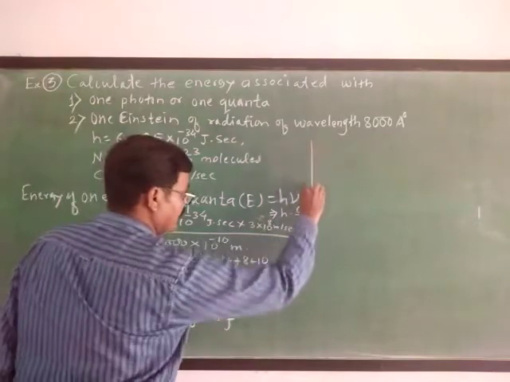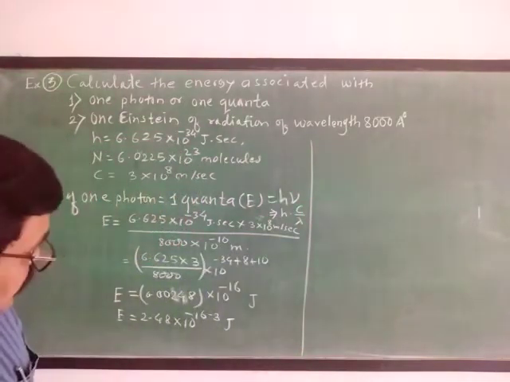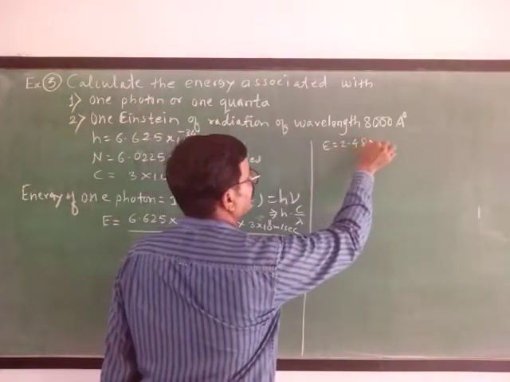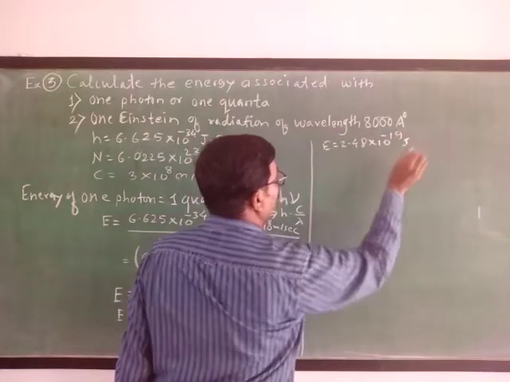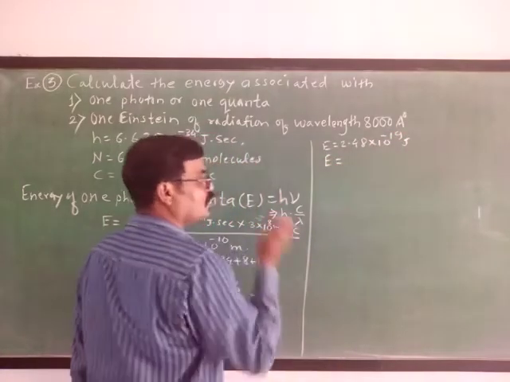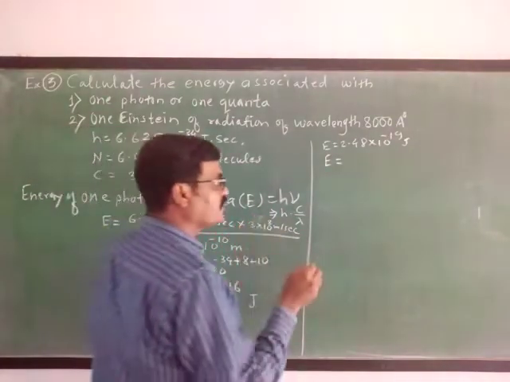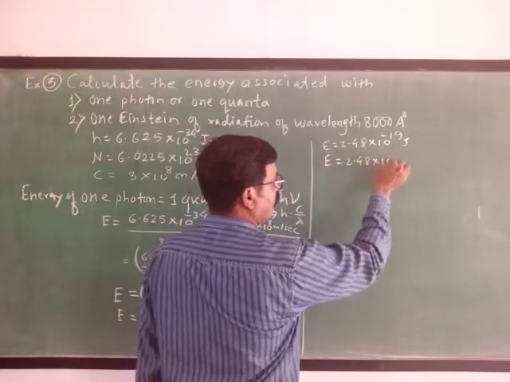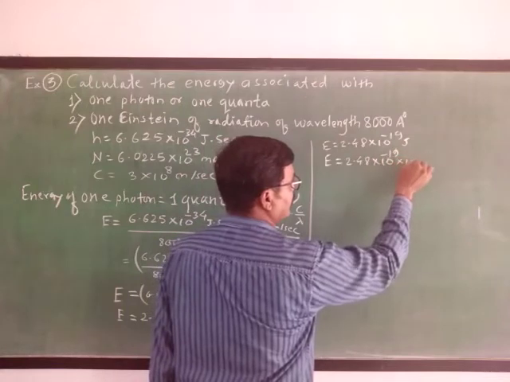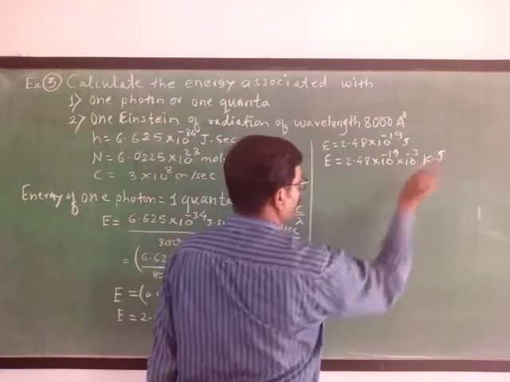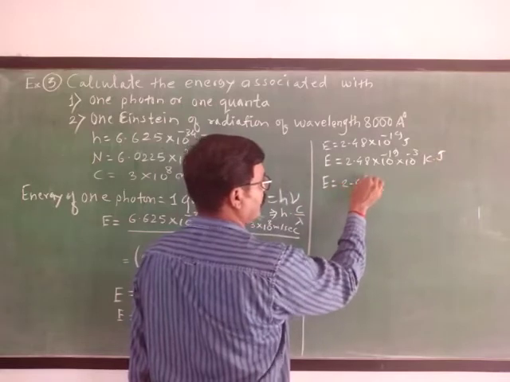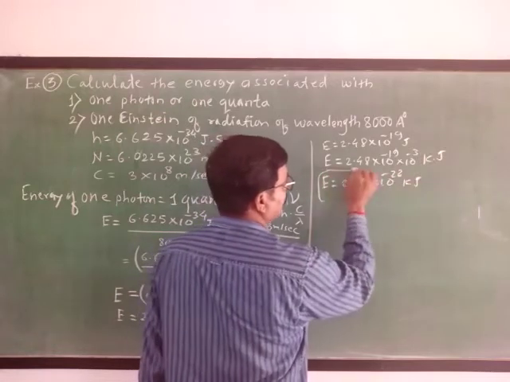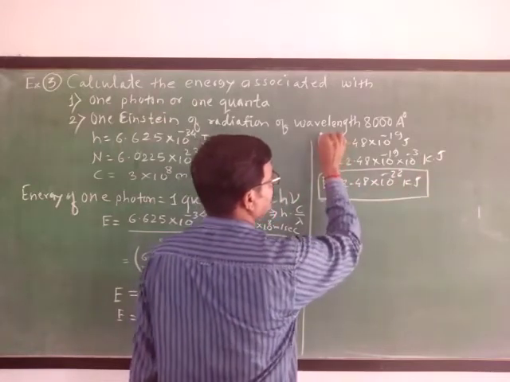That's why the answer becomes E equals 2.48 into 10 raised to power minus 19 joule. If you have to convert it into kilojoule, you know 1 kilojoule is equal to 1000 joule. That's why the joules are converted into kilojoules by multiplying by 10 raised to power minus 3. That's why E is equal to 2.48 into 10 raised to power minus 22 kilojoule. You will get the values in kilojoule as well as in joule.